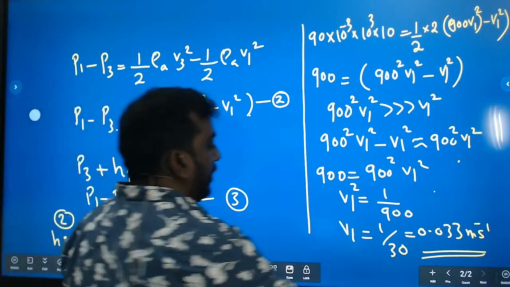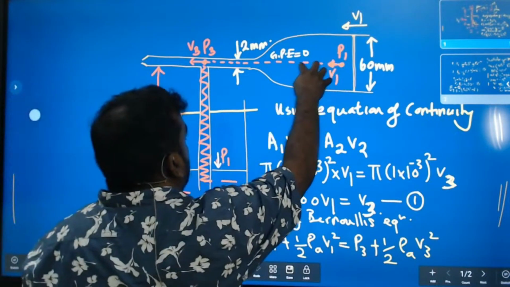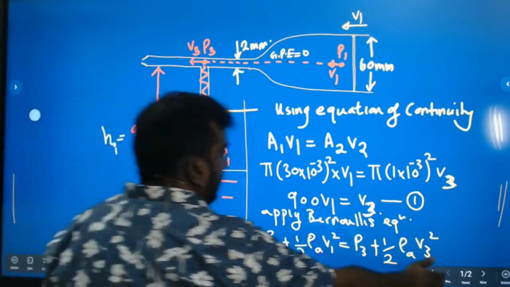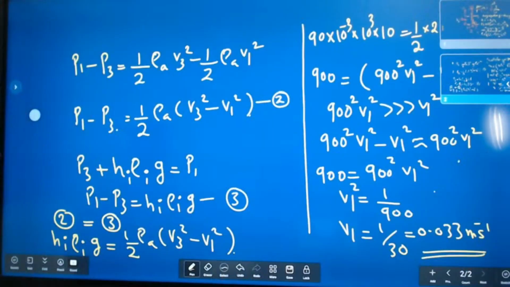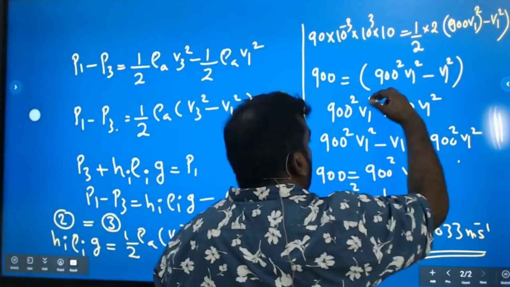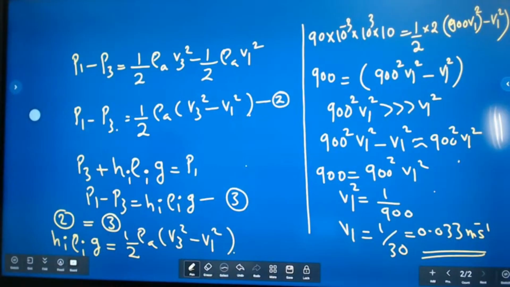So to summarize: in the first part, I am applying Bernoulli's equation along a streamline and the equation of continuity. Second, I am applying the pressure balance, equating P1 minus P3. Then we can easily substitute, and from here we can find the velocity: 0.033 meters per second.